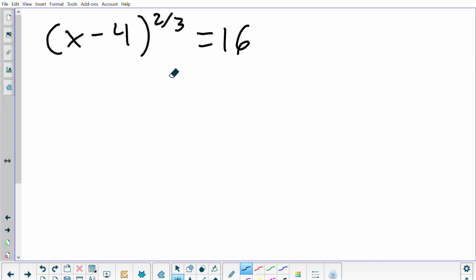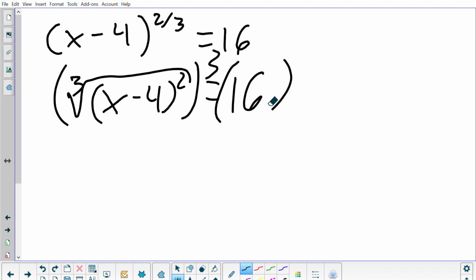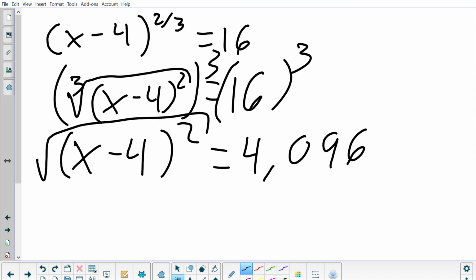Okay. Last one. If they give us a fraction, what that means is make a radical. The top number stays with it, and the bottom number comes outside. So now, to get rid of this 3 on the outside, I need to cube both sides. And then I will get x minus 4 squared and 4,096. Okay? To get rid of a square, I can square root, because those cancel each other out. What I do to one side, I have to do to the other.